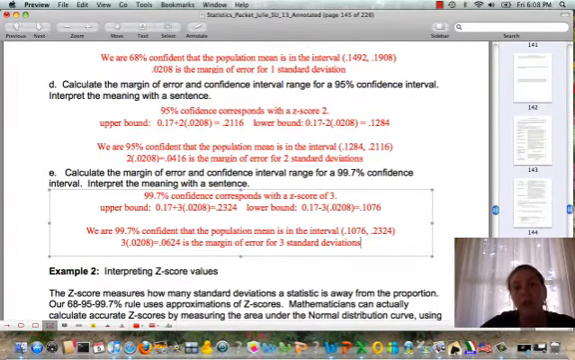So notice, as we get more confident, the interval has to expand. So if we're 68% confident, we have a smaller interval because that leaves more room for doubt than if we have a 95% confidence. Notice the interval gets bigger. And to be 99% confident, we have to have a pretty big interval.